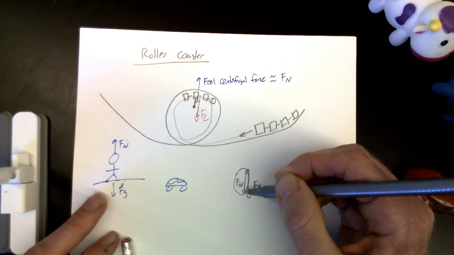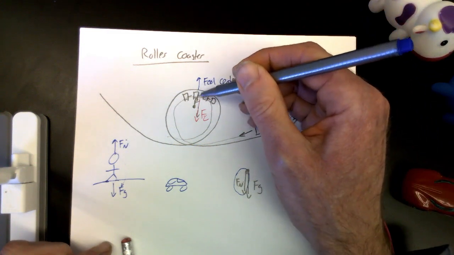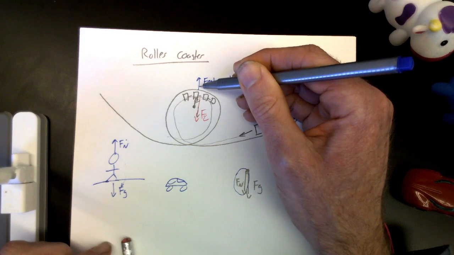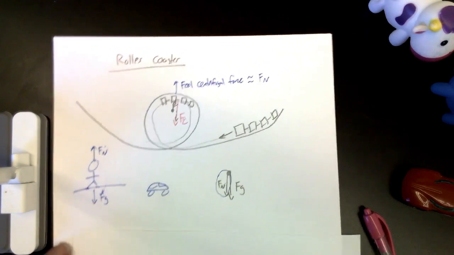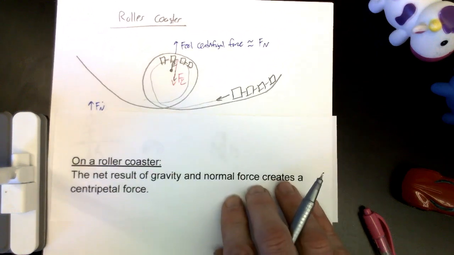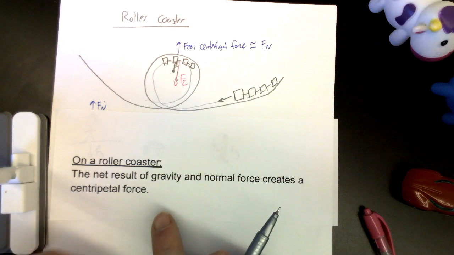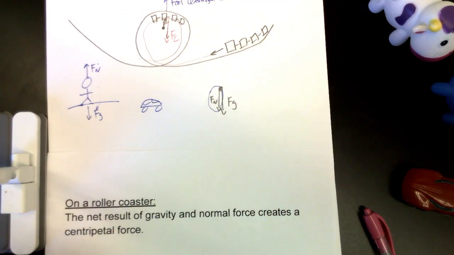So you really want there to be a normal force on you because that's going to be pushing on you when you're upside down, and that pushing on you when you're upside down is actually going to make you feel like you're being pulled up. So in this situation, it's a little bit different than what we had before, and what we have on a roller coaster is the net result of gravity and the normal force is going to create a centripetal force. Right? So the net result of gravity and the normal force is going to create a centripetal force.